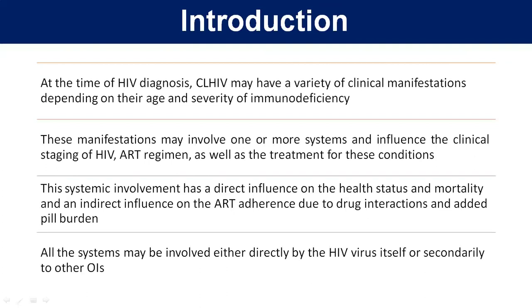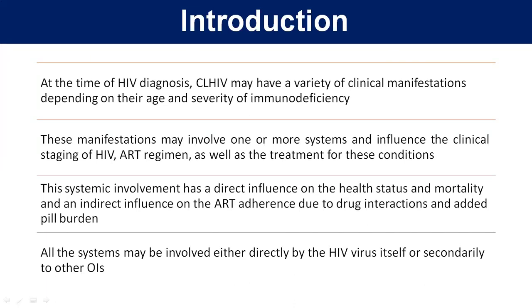At the time when a child is diagnosed with HIV, they may have a variety of clinical manifestations depending on their age and the severity of immunodeficiency. These manifestations may involve one or more systems, and that will influence the clinical staging of HIV, the regimen that is to be given to them, as well as the treatment for these conditions.